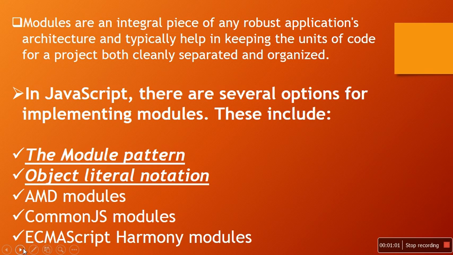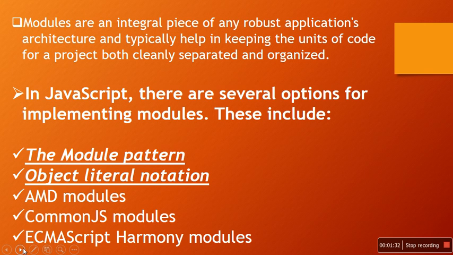So in JavaScript there are several options for implementing modules, right? As you know, modules are an integral piece of any robust application architecture and typically help in keeping the units of code for a project both clearly separated and organized, right? So let's jump into the Chrome snippet window so that I can show you how we can create the revealing module pattern, right?